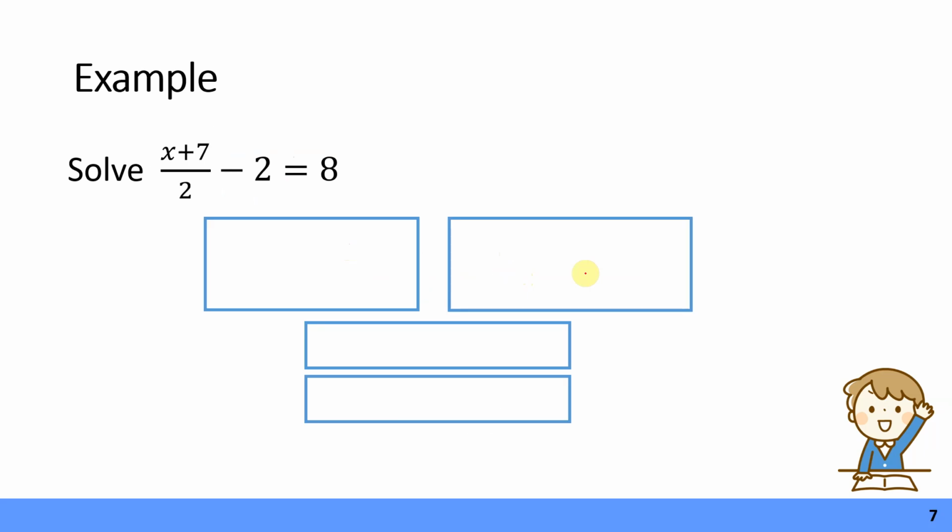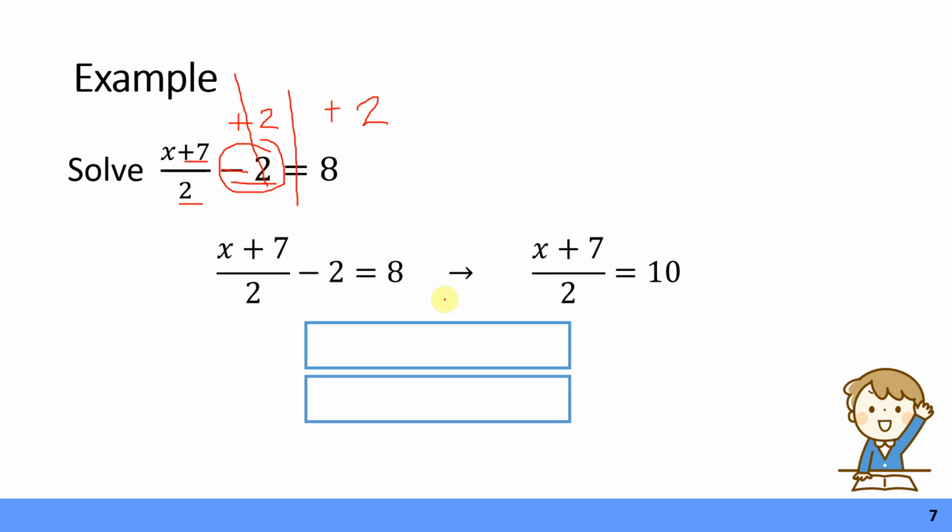All right, a scarier fraction. Again, we tackle it the same way. We have a 7 next to the x. We have a 2 on the bottom, and then we have a negative 2. Remember, you always start with the thing farthest away from the x. So let's go ahead and get rid of this 2 first. The opposite of subtraction is addition. So I'm going to add 2 to the left side, and add 2 to the right side of the equation. Of course, these cancel out. So I'm left with 8 plus 2 gives me 10, and I'm left with this ugly fraction over here.